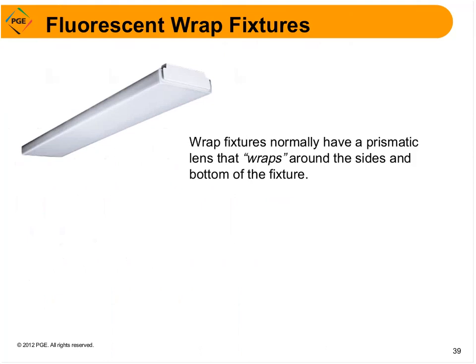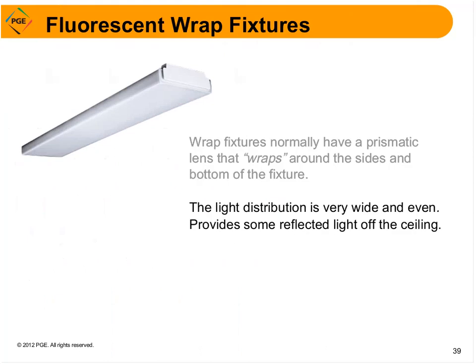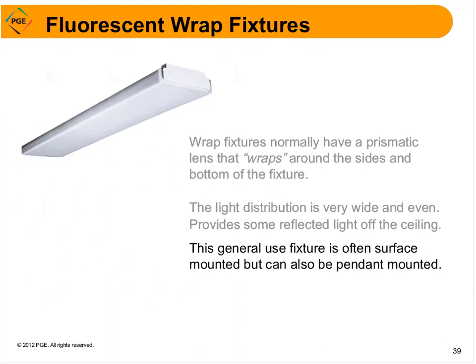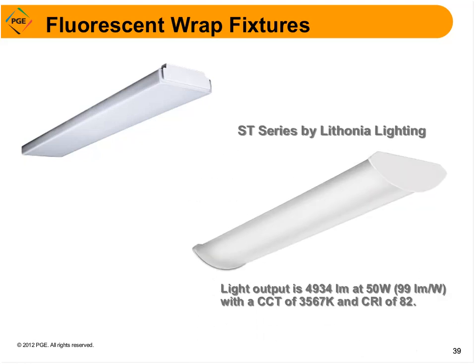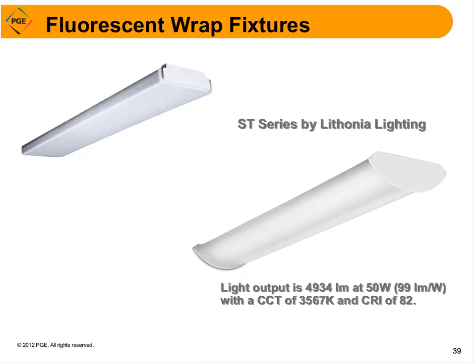So the fluorescent wrap fixture normally has a prismatic lens that wraps around the sides and bottom of the fixture. It has a wide distribution. And it's a general use fixture that can be surface mounted, but also pendant mounted. This is used everywhere it should and also a lot of places where it shouldn't. So it's a common general use fixture that's also inexpensive. So here's an example of an LED version. I don't know the cost of this fixture, but I'm sure it's a lot more than your basic fluorescent wrap fixture. So it's going to need to be a lot less expensive in order to compete with this linear fluorescent wrap fixture.